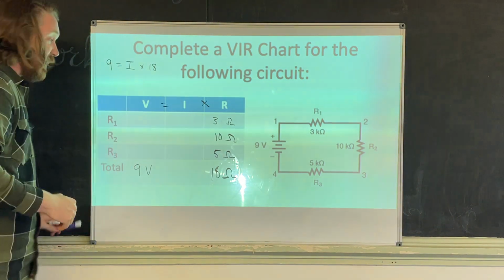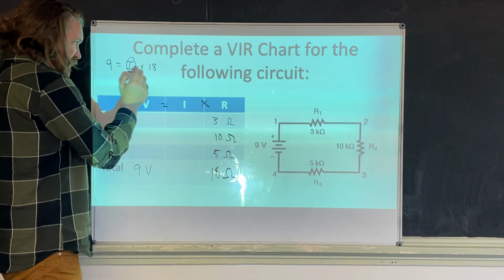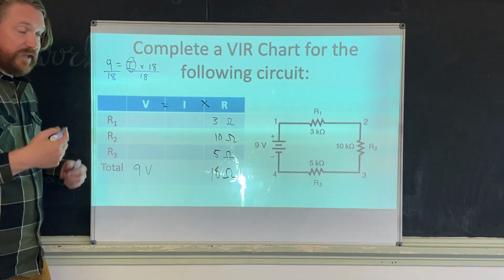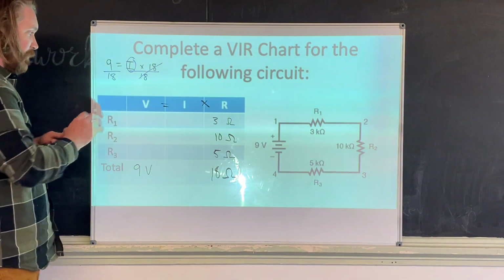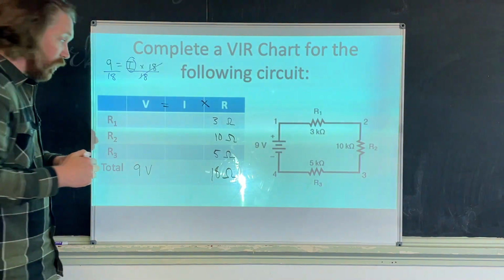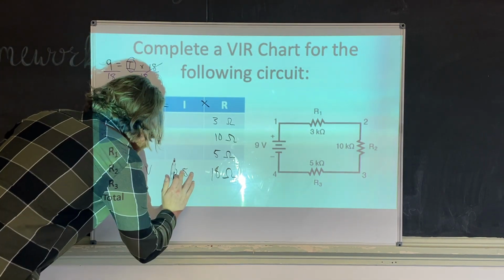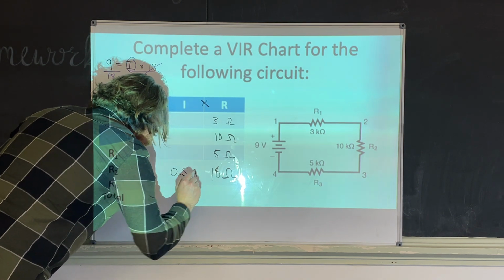Well, we just have to do some basic algebra. We're trying to get this I by itself. So this is multiplication, so I divide. Whatever I do to this side, I do to this side. 18 divided by 18 is 1. And 9 divided by 18 gives me my total current, which is, looks like a snake, 0.5 amps.